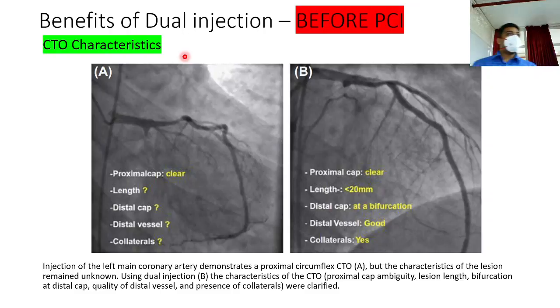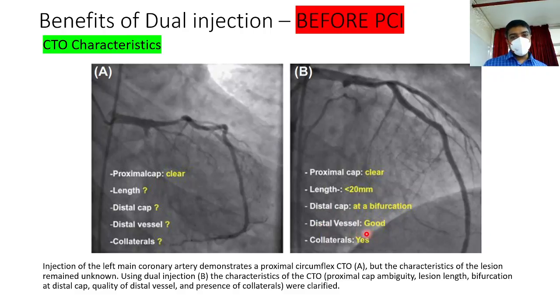So what are the benefits we get with the dual injection? Before the PCI and during the PCI we get separate information. Before the PCI, we get all the CTO characteristics of the lesion. Without this we see only the proximal cap, whereas with the dual injection we see that the proximal cap is clear. Without the dual injection we have no idea about the lesion length, the distal cap, the distal vessel or the collateral. With the dual injection we can see the length of the lesion, and the distal cap is at the bifurcation.